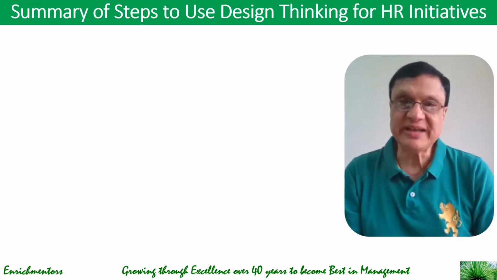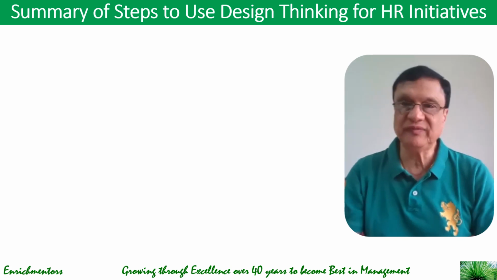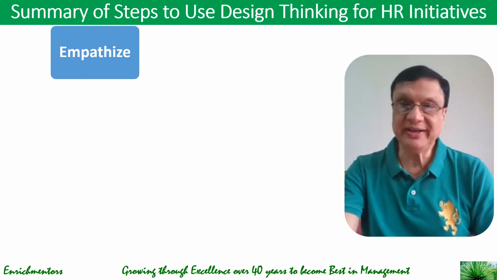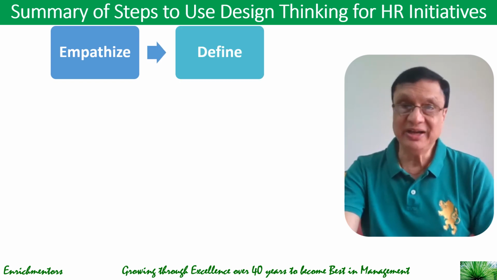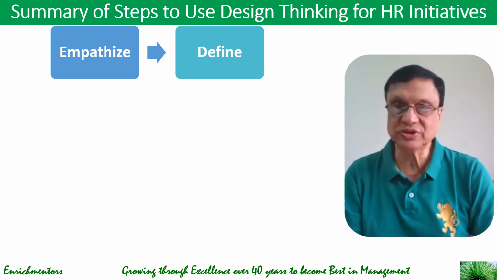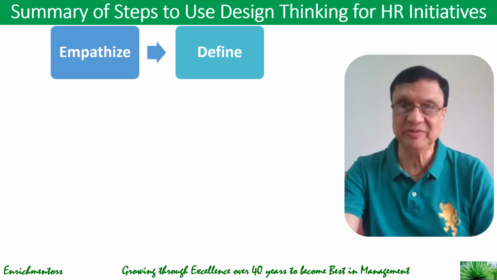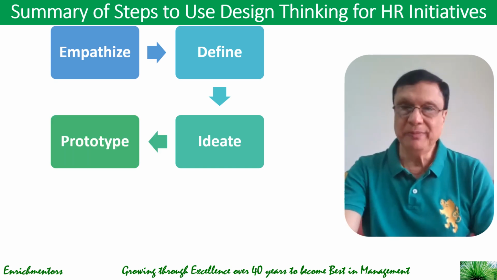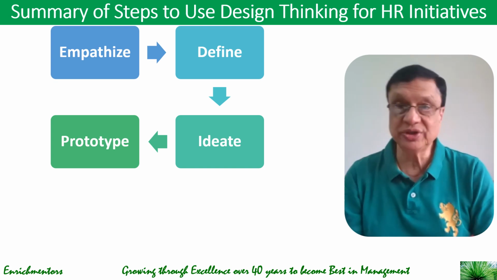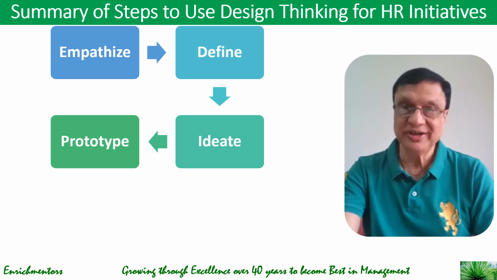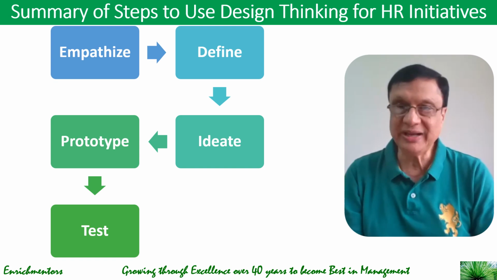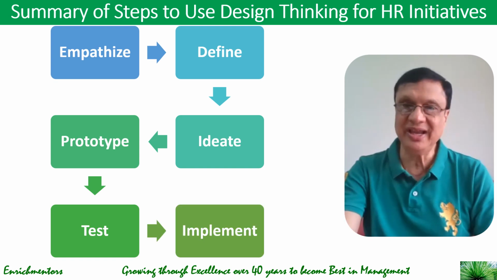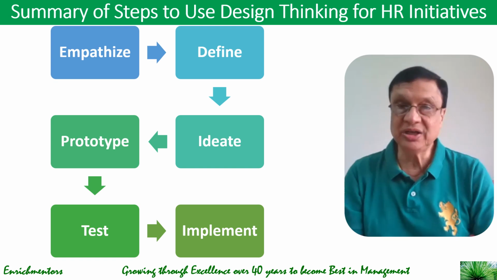So let's summarize the steps that you can take to use design thinking for HR initiatives. Start by gathering feedback from employees and understanding their needs: empathize. Then identify clear, actionable HR challenges to focus on in the define stage of the design thinking process. Collaborate with employees to brainstorm creative solutions and ideate. Build low-cost early versions of the solution to test feasibility in the prototype stage. Next, test: pilot the prototype, collect feedback and refine the solution, and then roll out the final solution while continuing to involve employees for ongoing improvement.